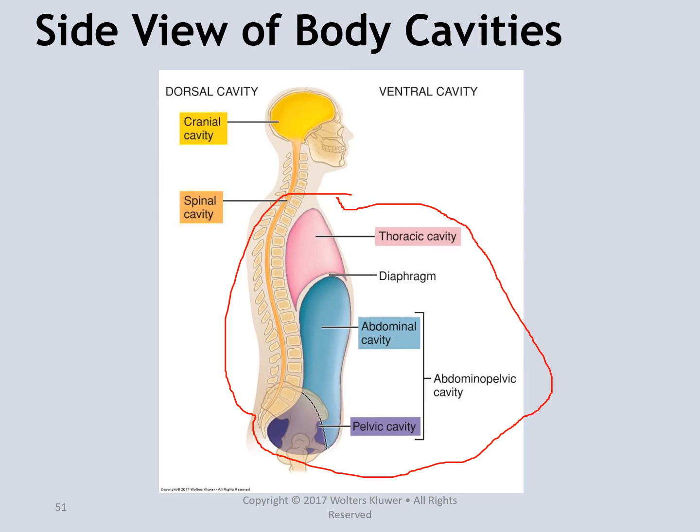Think about organs that you find in these cavities. In the thoracic cavity, we would find something like the lungs, the heart. In the abdominal cavity, lots of digestive stuff, stomach, liver, intestines, the kidneys as well. In the pelvic cavity, the urinary bladder, the prostate, the uterus, things like that. Be familiar with which cavities are dorsal and which cavities are ventral for the quiz.